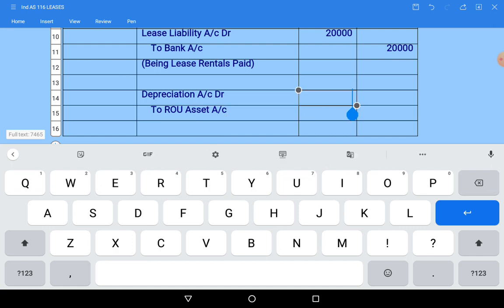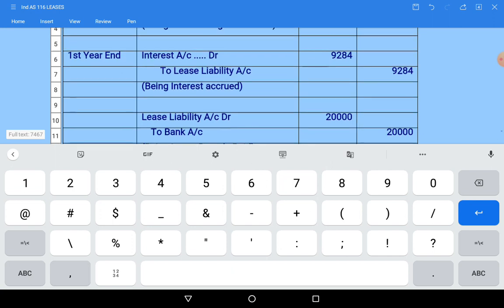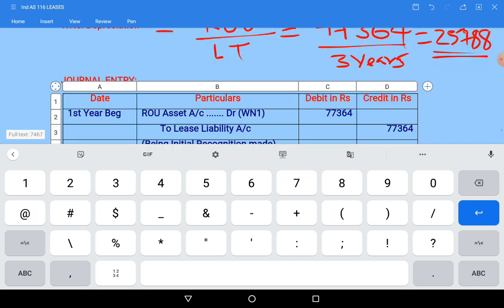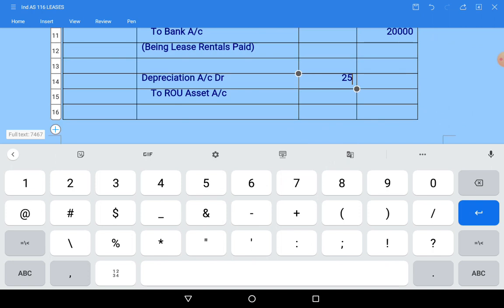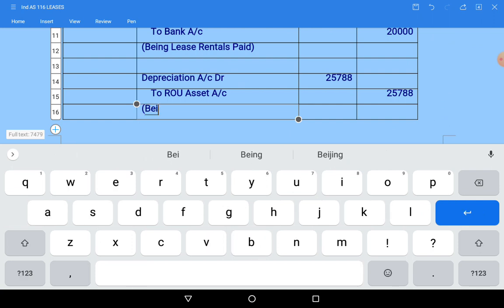First year depreciation, how much? Every year depreciation is same, 25,788. So 25,788 to 25,788. So next, what do we write? Being depreciation charge.